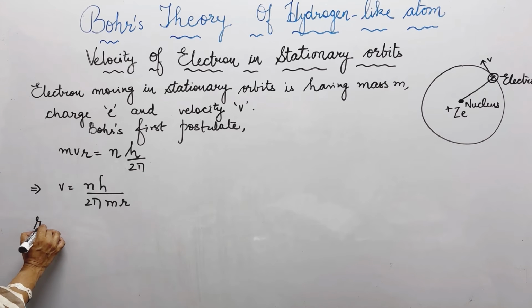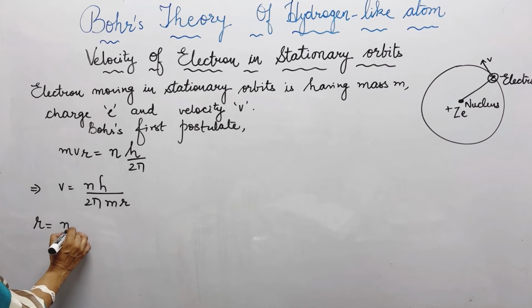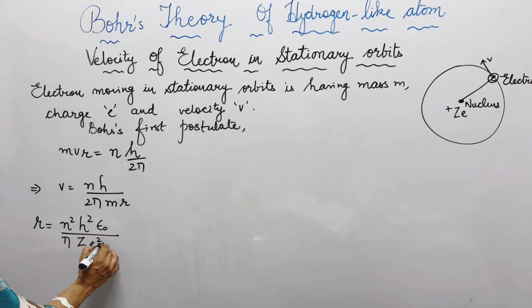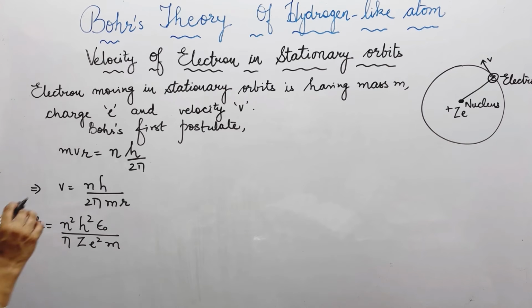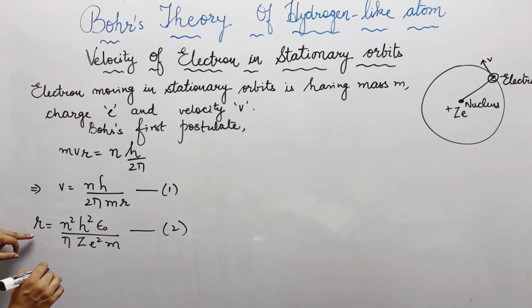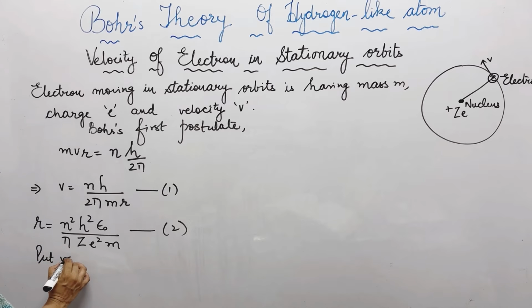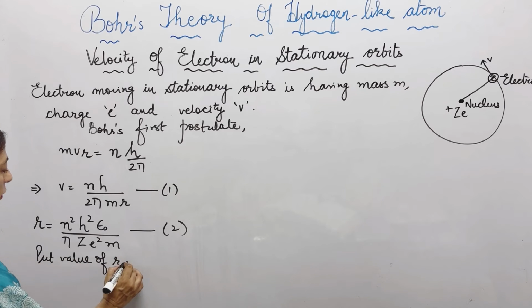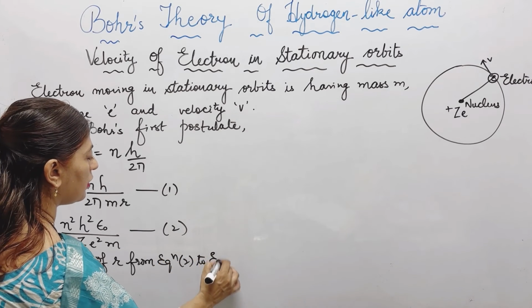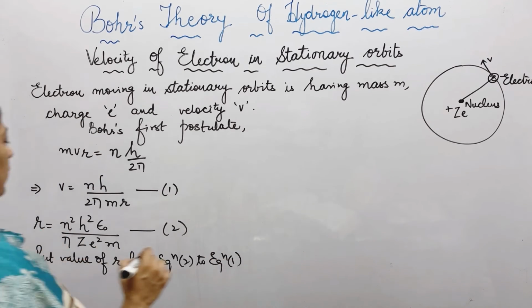Also, we found the relation for the radius. This is equal to n square h square epsilon naught divided by pi z e square m. Mark it as equation number 2 and the velocity relation as equation number 1. Put the value of r from equation 2 into equation 1. What do we get?